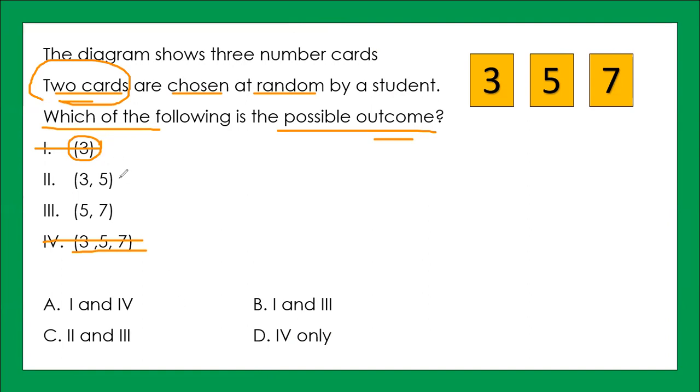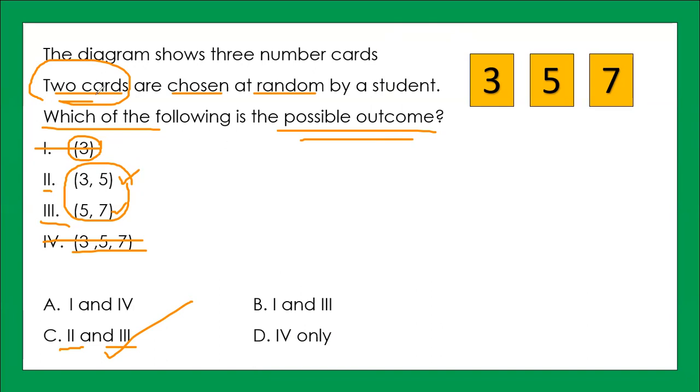So sometimes logic itself can answer the question. So you could get three and five. You could get five and seven. Yes or not? So this is our possible outcome. And what are these? Two and three. So choose the option two and three. Done. Don't make life so complicated. You see, it's so easy.